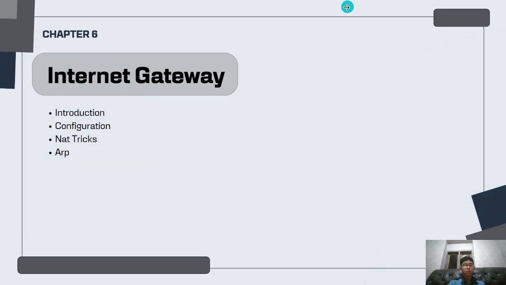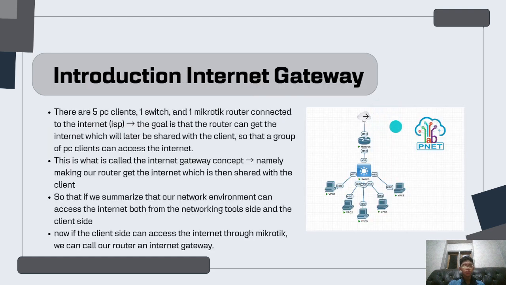In chapter 6, which is Internet Gateway, I will explain the introduction, configuration, matrix, and RP. First, the introduction to Internet Gateway. There are 5 PC clients, 1 switch, and 1 MikroTik router connected to the internet ISP. The goal is that the router can get the internet, which will later be shared with the clients, so that a group of PC clients can access the internet. This is what's called the Internet Gateway concept.